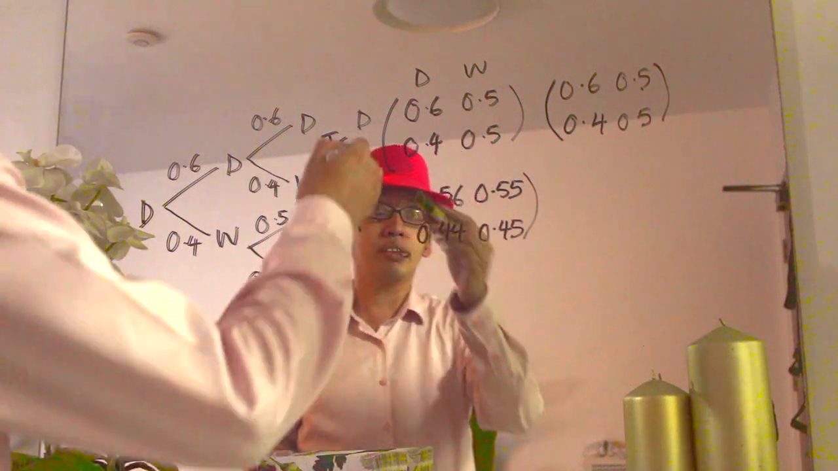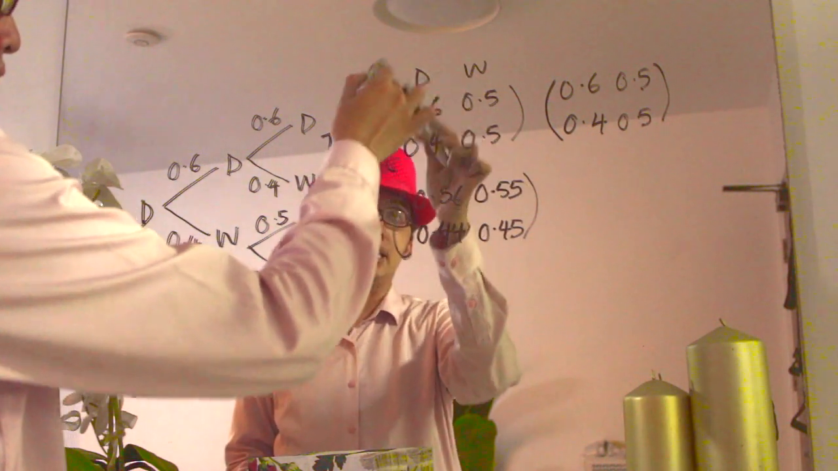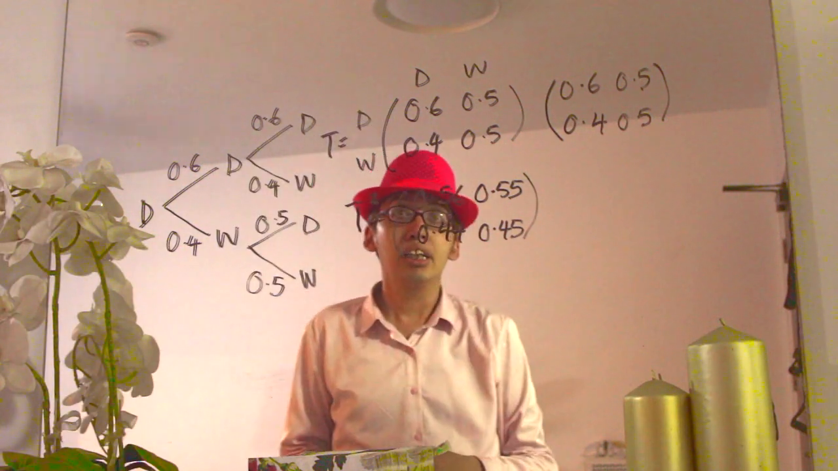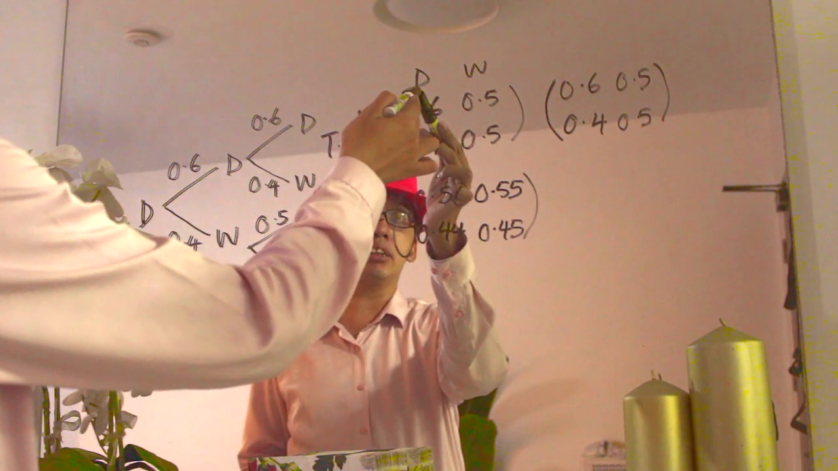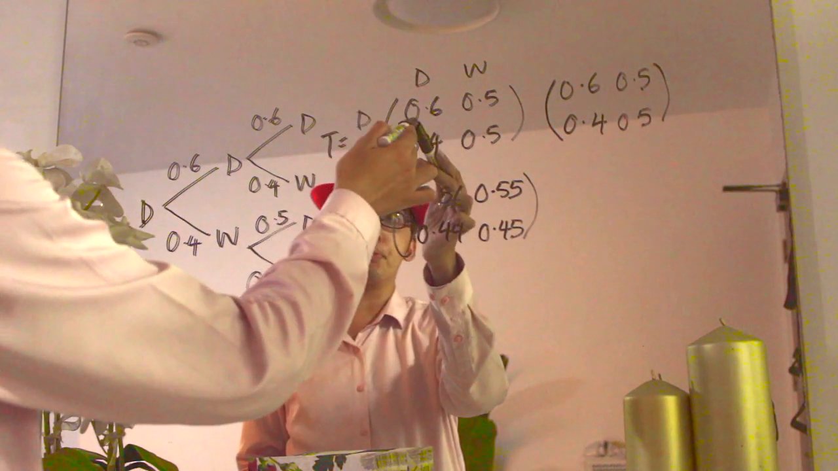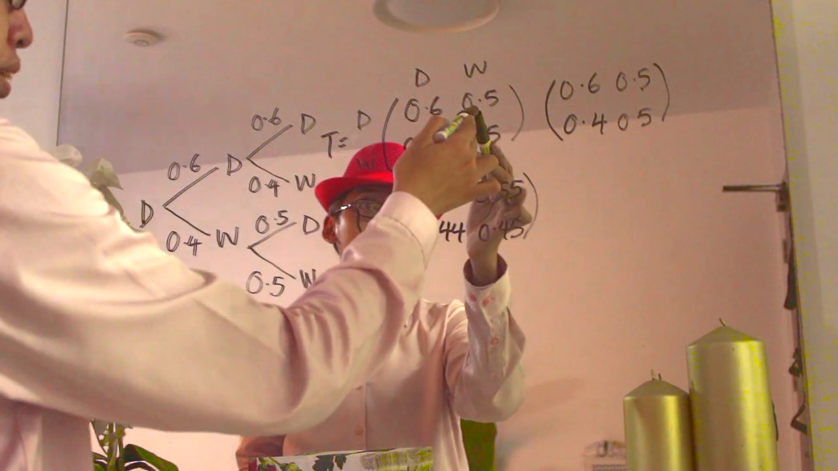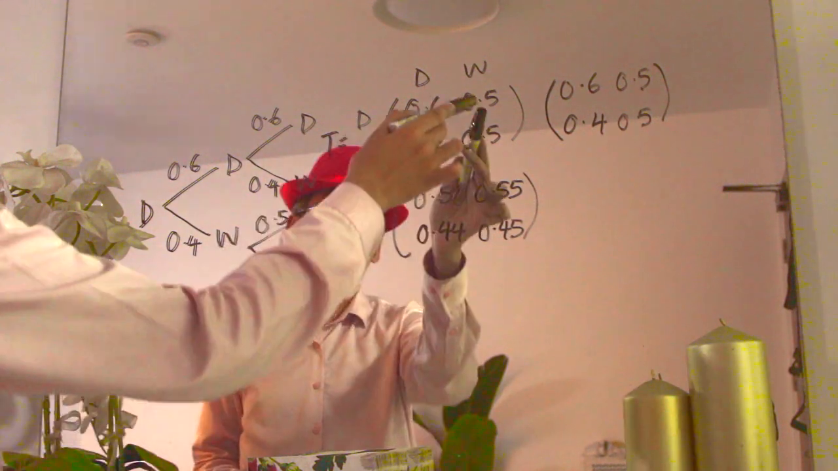So you create this transition matrix whereby the one at the top is the current state and the one at the side is the future state. As you can see, for instance, if today is dry and tomorrow is dry, 0.6, that's this branch. If today is wet and tomorrow is dry, that is this branch. Wet and dry, 0.5.